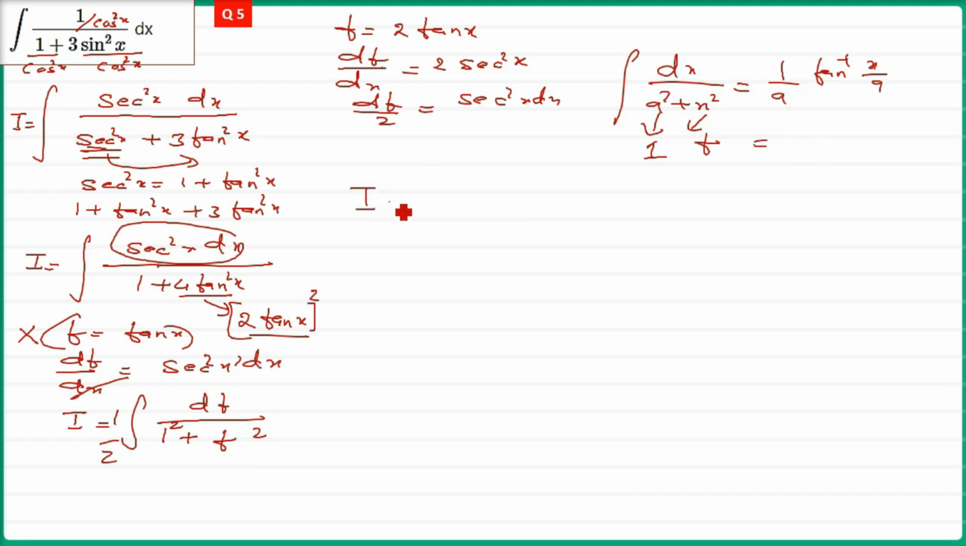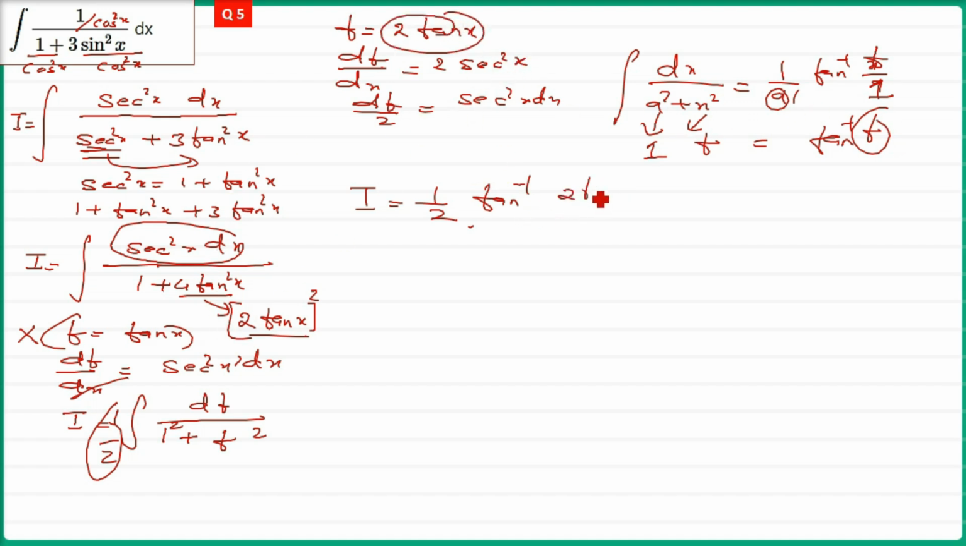So let's write the result. I equals 1 by 2, and 1 by a is 1 only. Tan inverse x by a, and it is t. And what was t? It's not tan x, it's 2 tan x. That is why I actually placed t equals tan x first, to show you how taking 2 tan x equals t will benefit us. So half tan inverse 2 tan x plus c. This is your final answer.